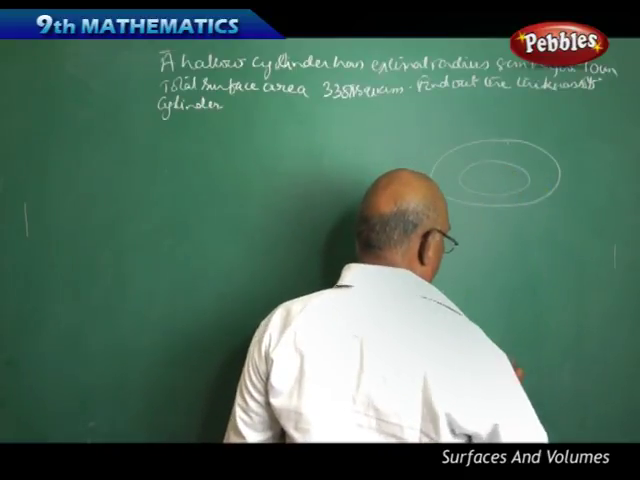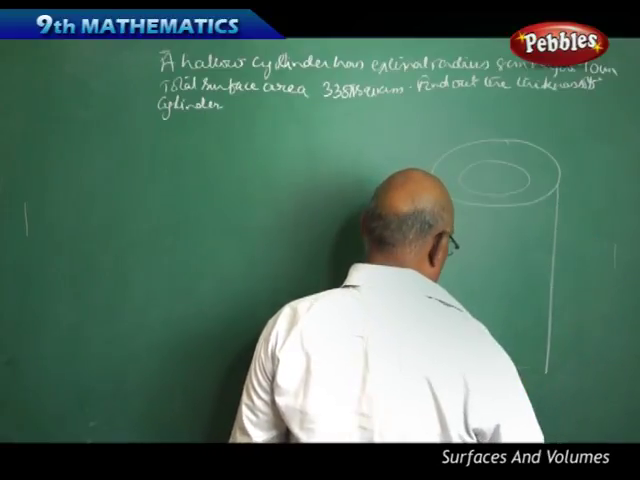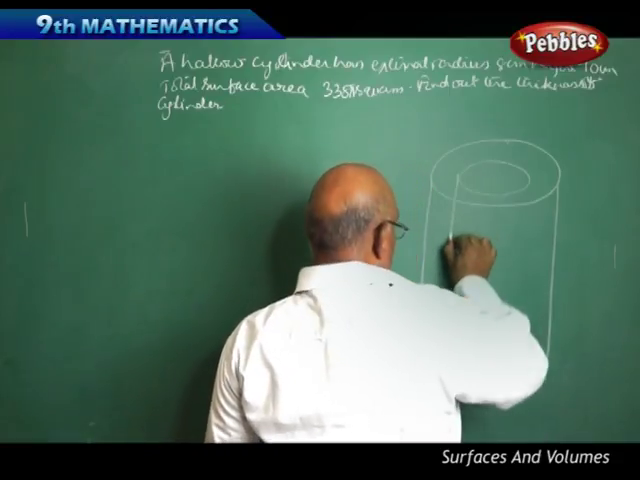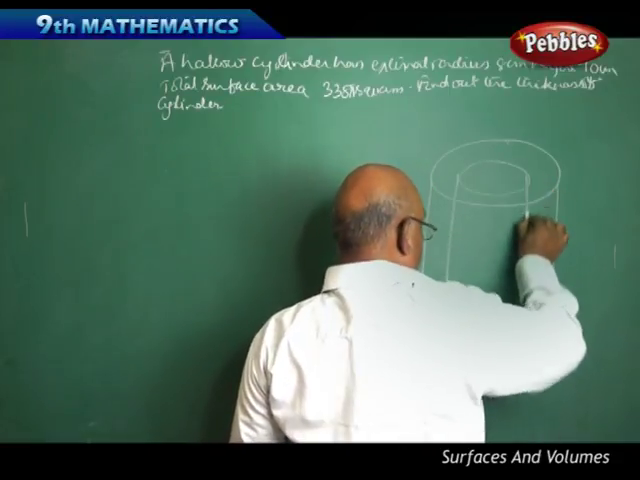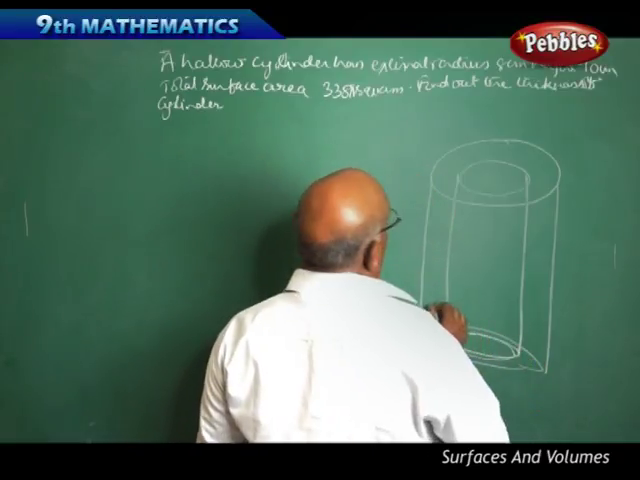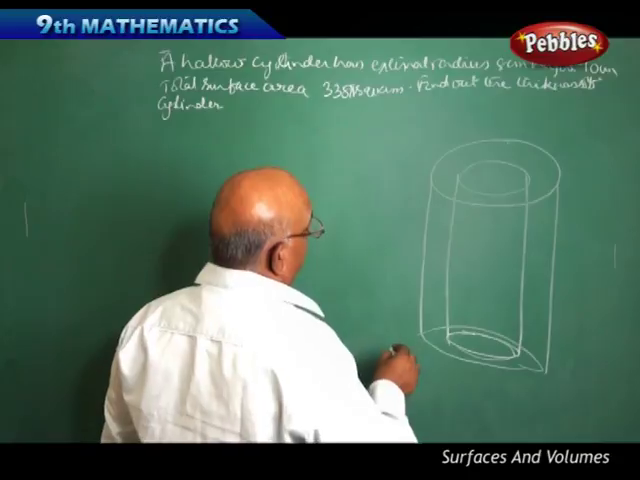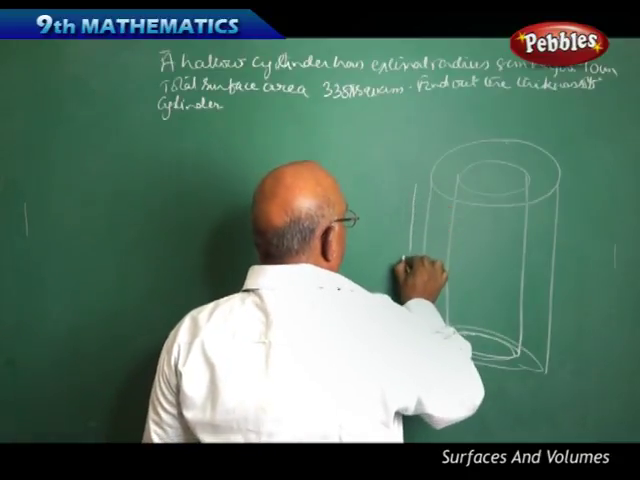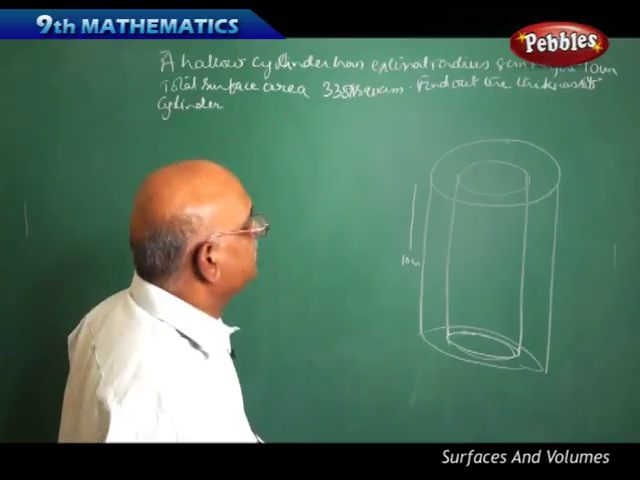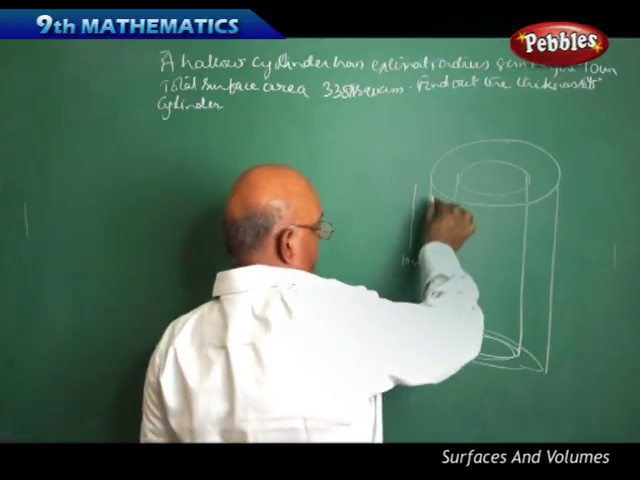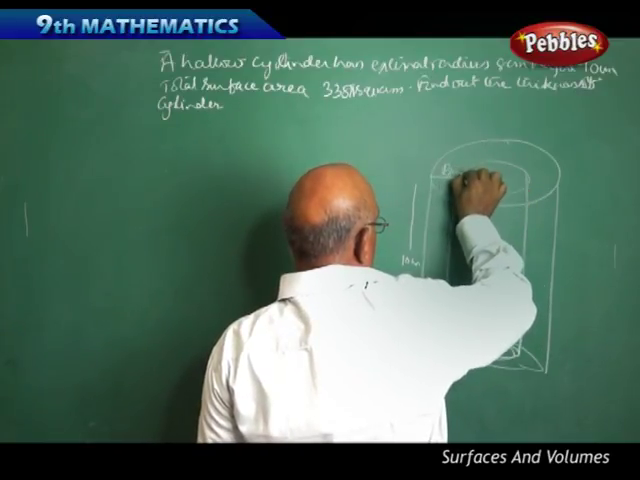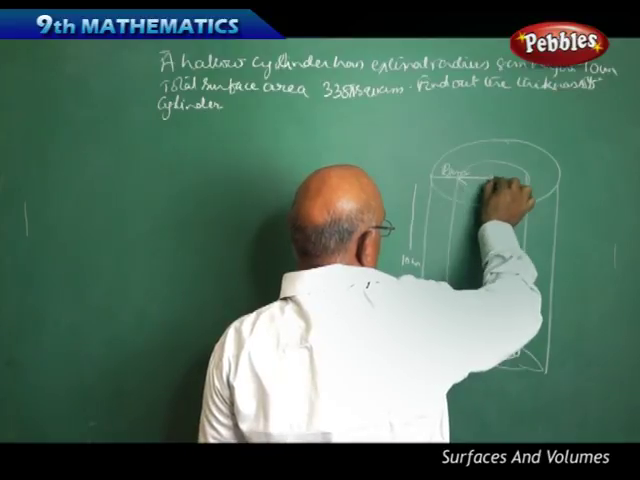Now it is given that this is the cylinder. The height is given as 10 centimeters. The total height is 10 centimeters and the external radius is equal to 8 centimeters. This is capital R, 8 centimeters. We don't know what this radius is.